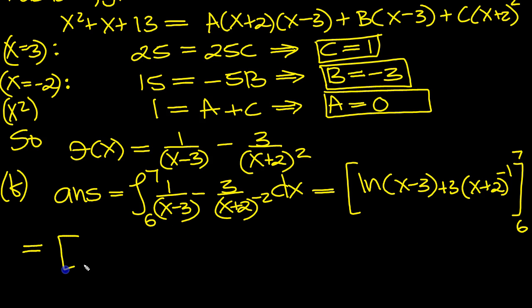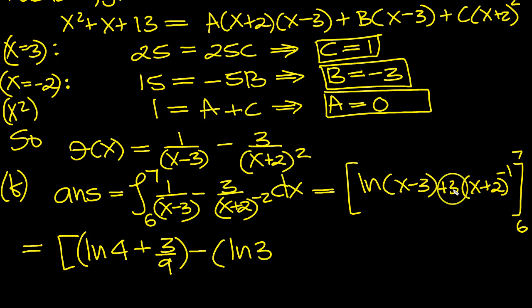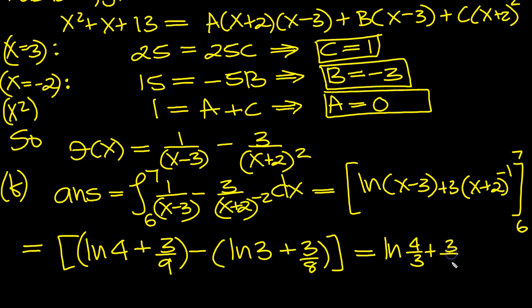So what do we get? That's equal to, top value, put 7 in. 7 minus 3 is 4, so that's ln 4, plus 3 over this, which is 9. That's the top value. Take away the bottom value, put 6 in here. 6 minus 3 is 3, so ln 3, and then we've got plus 3 over this, 6 plus 2 is 8, so it's 3 over 8. Close the square bracket. ln 4 take ln 3: you take top divided by bottom, so that's ln of 4/3. And then this 3/9 minus 3/8, so it's plus 3/9 minus 3 over 8.